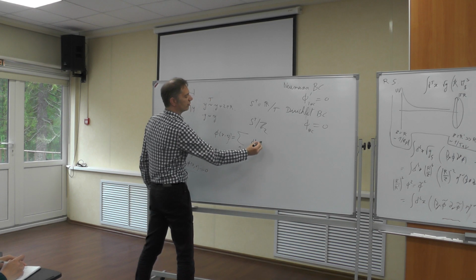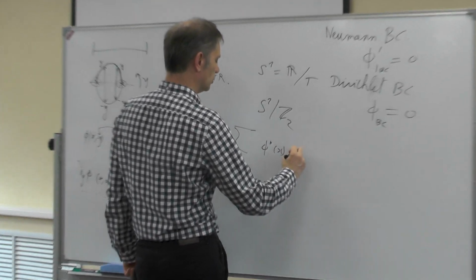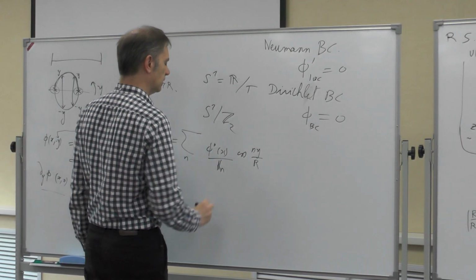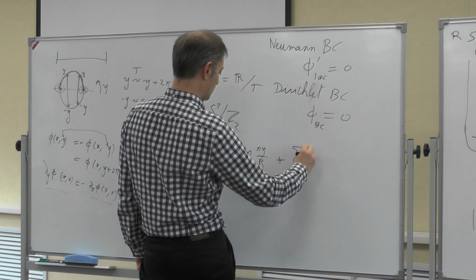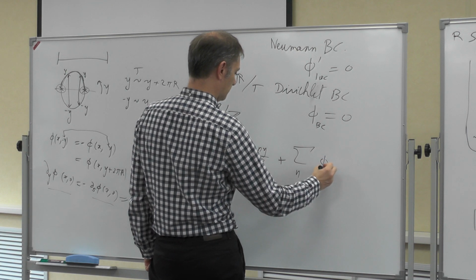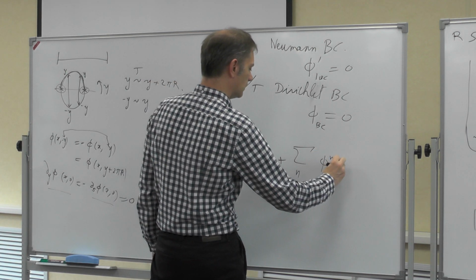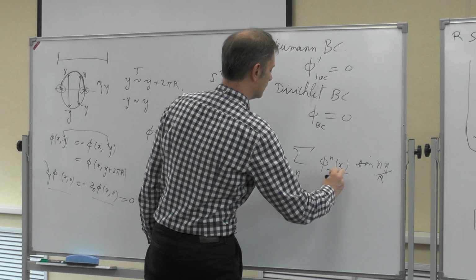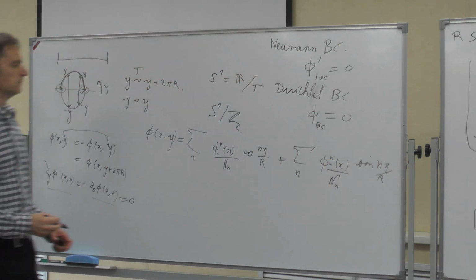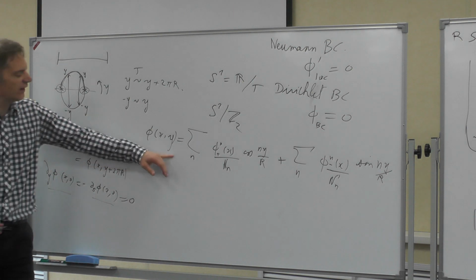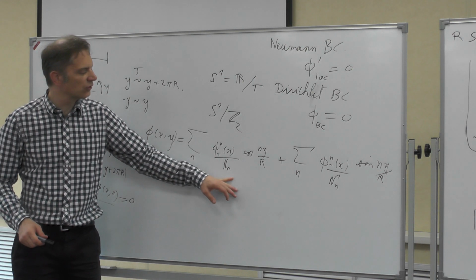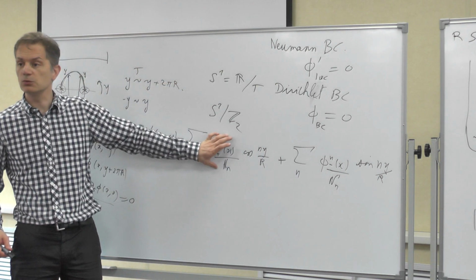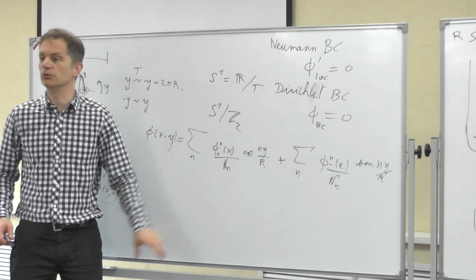N of x, so that will be a four-dimensional field. It will have a wave function, which is the cos n y over r, up to some normalization factor that will be specified here, plus the sum over n of phi minus n, with sine n y over r times normalization. So what we are saying is that really a five-dimensional scalar field is actually an infinite sum of four-dimensional fields. These are what is called the Kaluza-Klein excitations, the Kaluza-Klein modes.